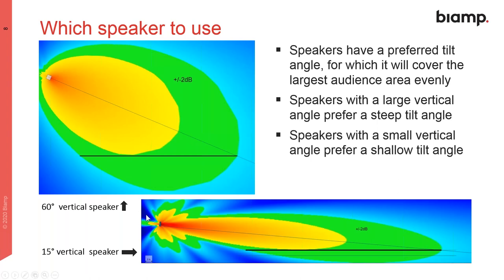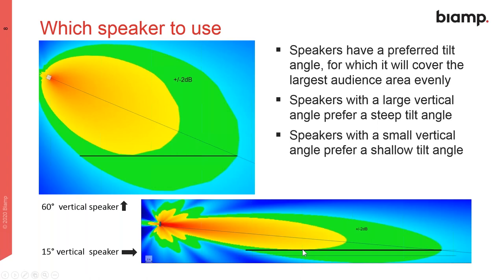At the bottom, we have a 15 degree vertical speaker. This is an Entesis 200 series. And you see at a shallow angle here, we get a nice long line that we can cover evenly at a shallow angle. So that's, you know, 5 to 10 degrees or something.